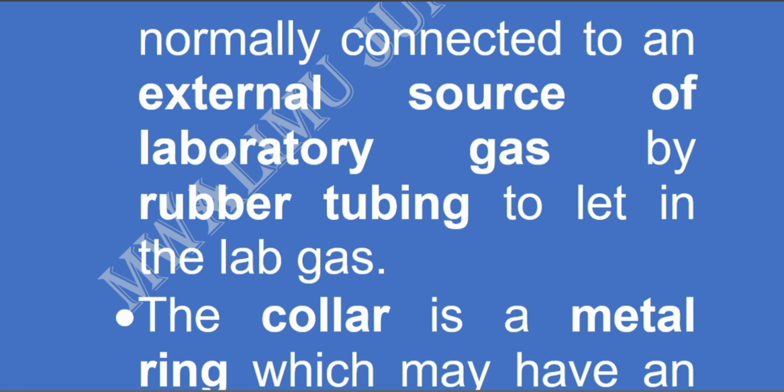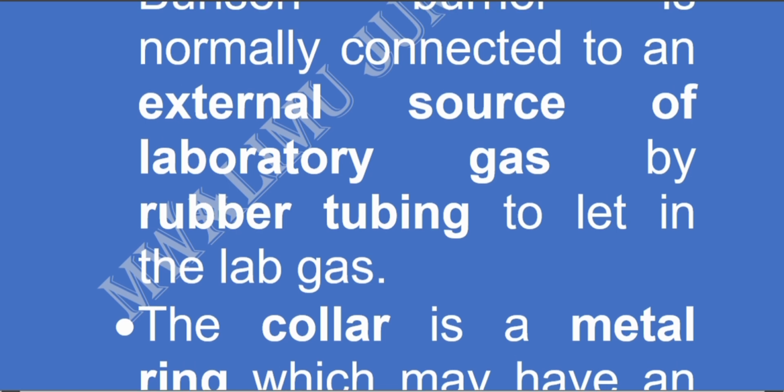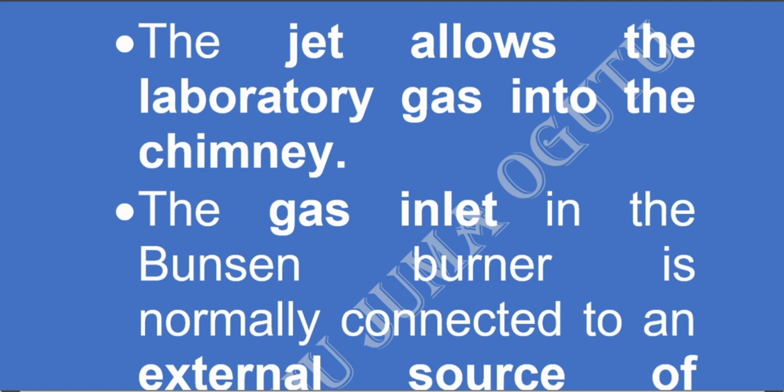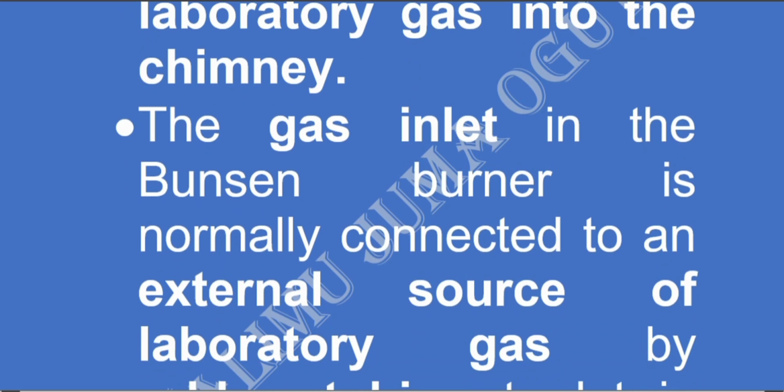When you open this, you'll find that it is divided into three parts. You have the chimney, the collar, and the base. Sorry, the air hole is located on the collar. The jet is located on the base. The base has the gas inlet and the jet. Now the gas inlet is normally connected to the external gas, and the jet allows the gas into the chimney.